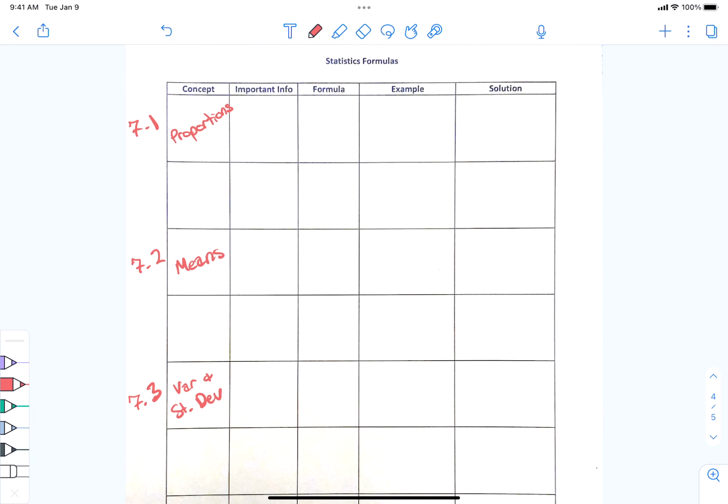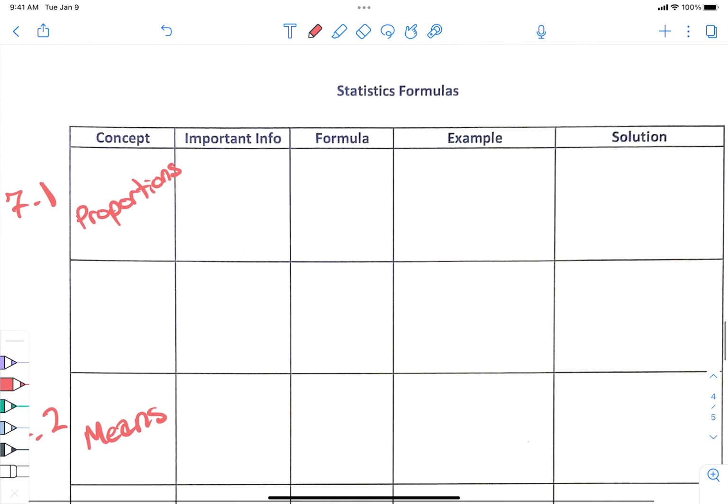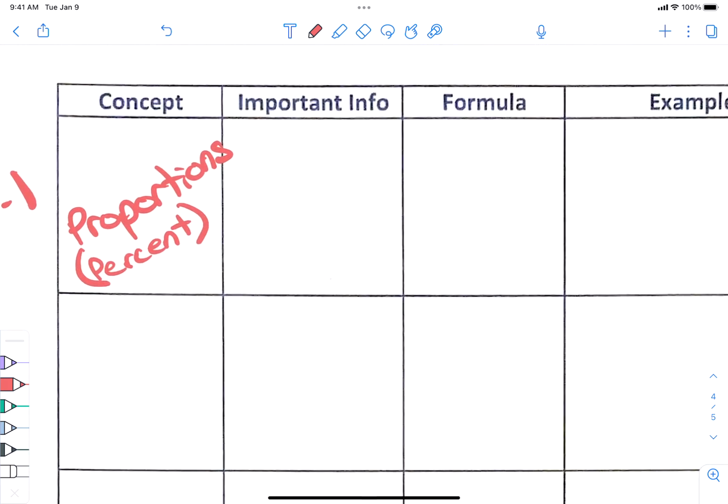All right, so first things first, when we're doing proportions, proportion is like the percentages, okay? That's going to be probably one of the hardest things on the review and on the test, to distinguish between them. Are you doing means? Are you doing proportions? Which one are you doing? So proportions have to do with percentages. If you want to write that in there, you're looking for percent. And important information, I'm going to talk about the variables that we need to know for proportion.